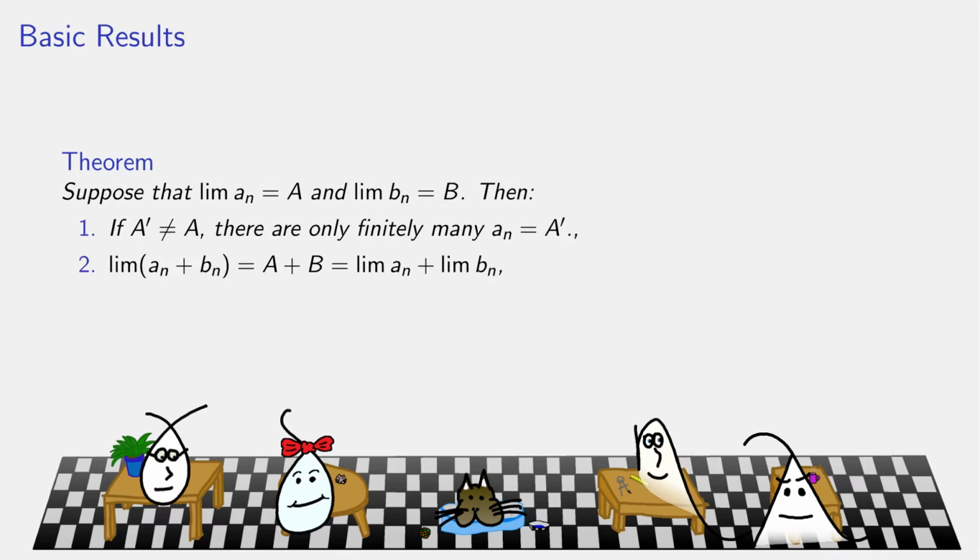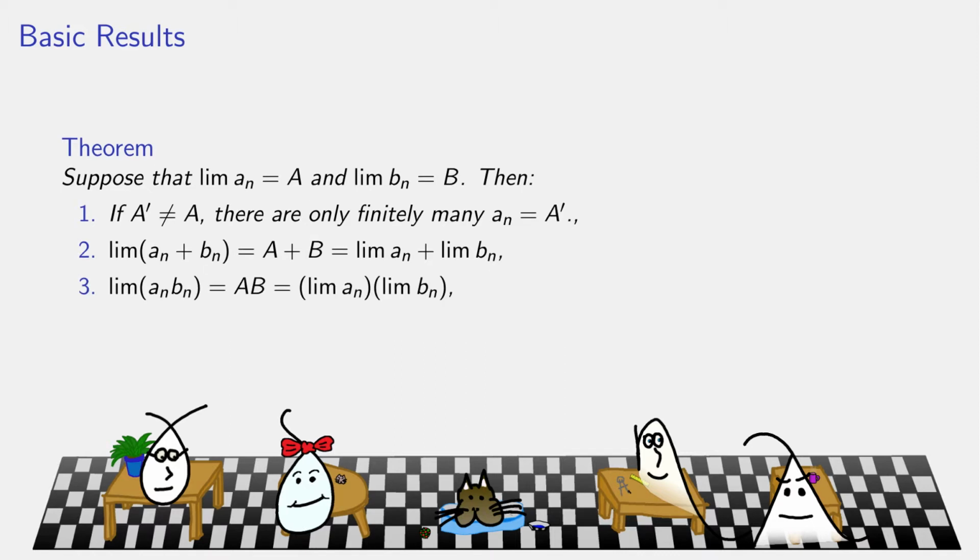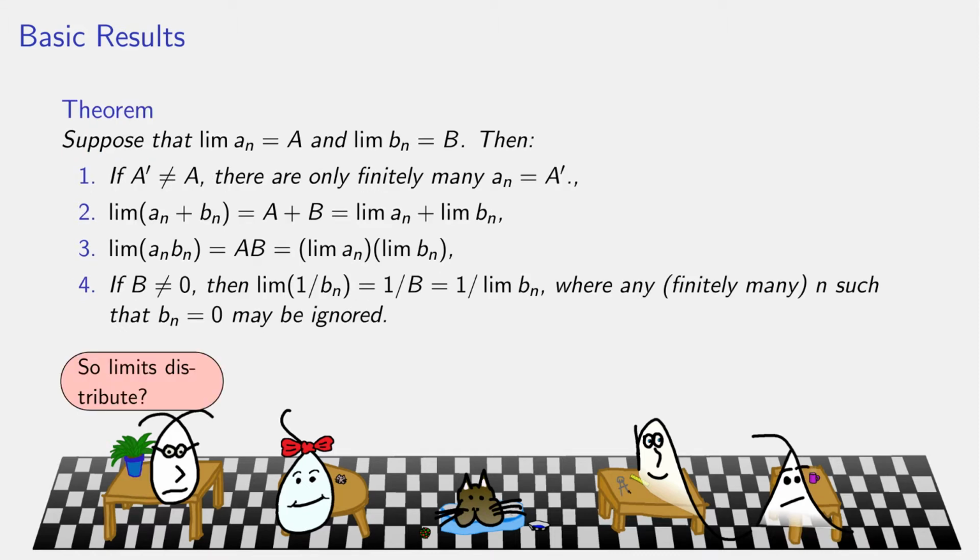are equal to that. Second, if I take the limit of a new sequence formed by a_n plus b_n, that sequence has limit capital A plus capital B, which is the limit of the a_n plus the limit of the b_n. Third, I get a similar thing with products. The limit of the sequence a_n times b_n is A times B, the limit of the a_n times the limit of the b_n. There's a similar result regarding reciprocals. Basically, limits distribute across sums, products, and reciprocals as long as all the limits exist.